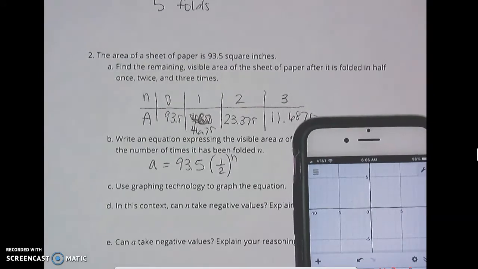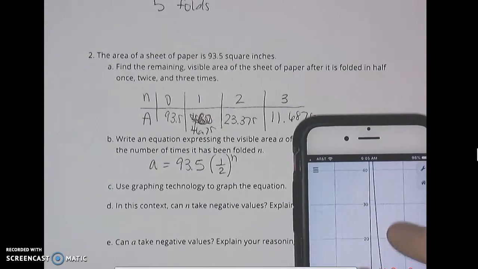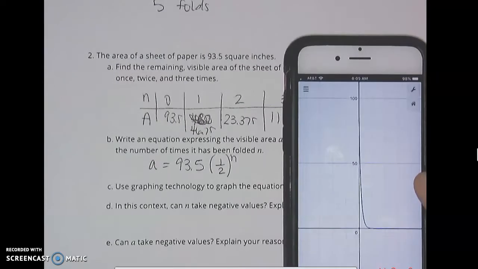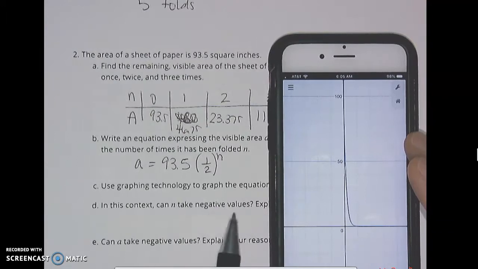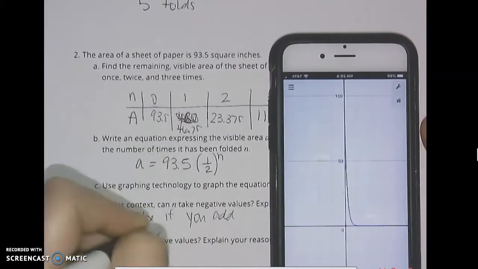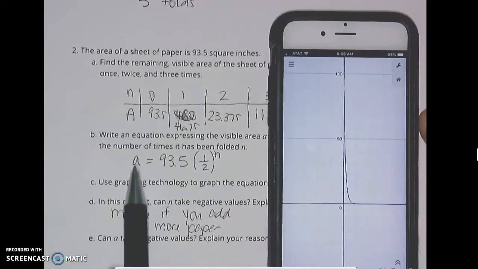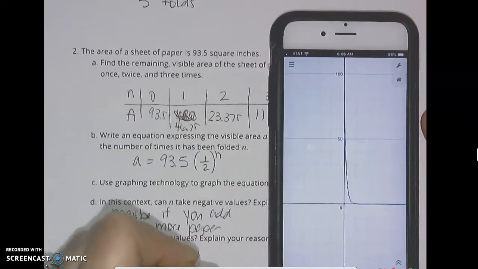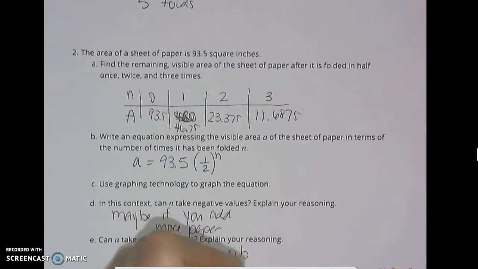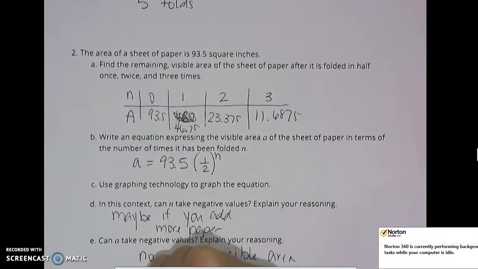So we have 93.5 times 0.5 to the n power. You can use n or x, you can kind of do whatever you want there. So here's our graph, 1/2 or 0.5. In this context, can n take negative values? Can you fold the paper negatively? I guess we'll say maybe if you add more paper, or if it was already folded to begin with. But the bigger thing is, can A take negative values? Can your area be negative? No. Okay, your visible area can't be less than 1. And that's it.